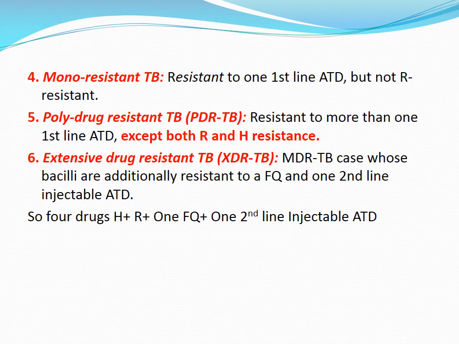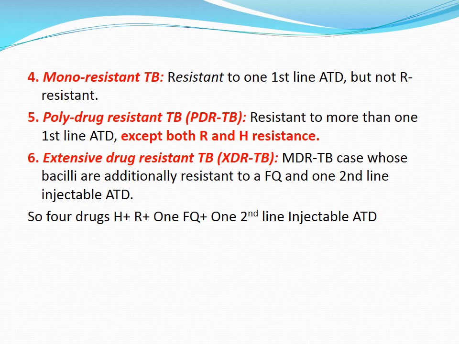Okay, clear? And then the last is XDR tuberculosis, which is called extensive drug resistant tuberculosis. Here, the MDR TB case means the patient is already MDR tuberculosis. Means what? It is resistant to H and it is resistant to R. Apart from H and R resistance, when the bacilli are additionally resistant to one of the fluoroquinolones and one of the second line injectable antitubercular drugs.